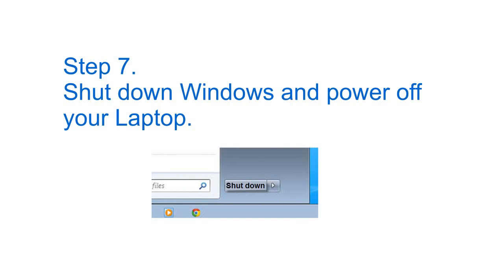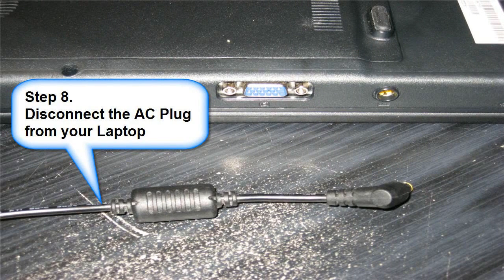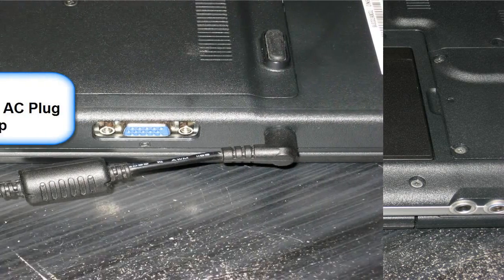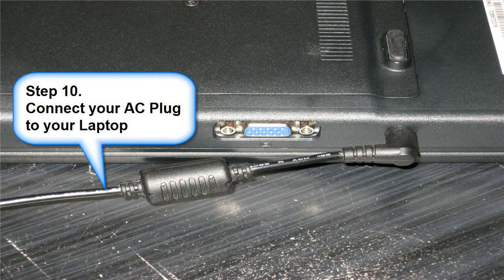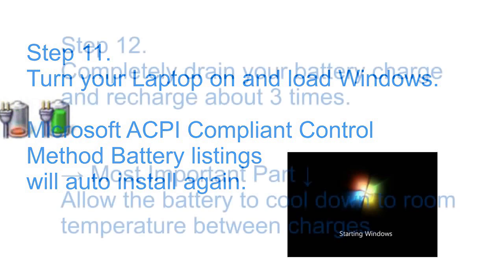Step 7. Shut down Windows and power off your laptop. Step 8. Disconnect the AC plug from your laptop. Step 9. Insert your battery into your laptop. Step 10. Connect your AC plug to your laptop. Step 11. Turn your laptop on and load Windows. Microsoft ACPI compliant control method battery listings will auto-install again for you.